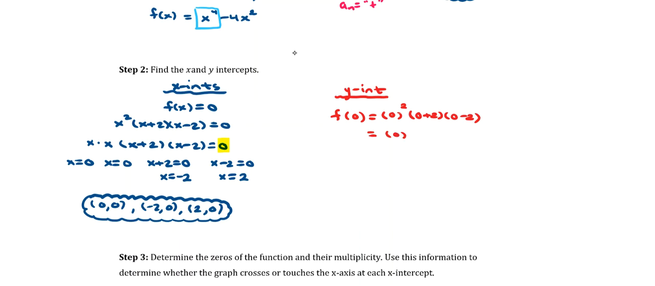So that's going to be 0 squared times 2 times negative 2. 0 squared is 0. And when you multiply all three of these numbers out, you get 0. So this graph's y-intercept is 0, 0. So we have both an x-intercept and y-intercept at the origin.